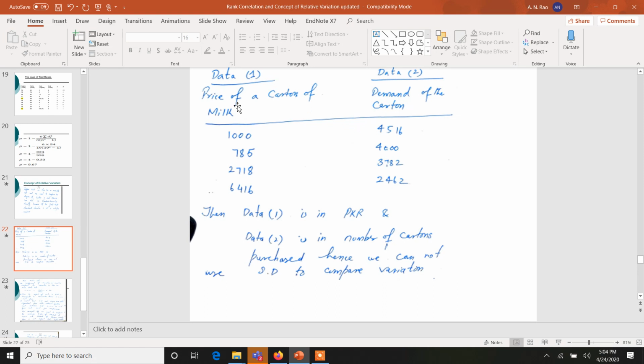So here we have another example. We have two data sets. First data is about the price of a carton of milk, and the second data is the demand of the carton. So you know that data 1, or the price, is in PKR, suppose, like Pakistani rupee. And data 2 is in number of cartons, because it's the demand of cartons. So how many cartons are being purchased? So we cannot use standard deviation to compare variation in data 1 and data 2, right?